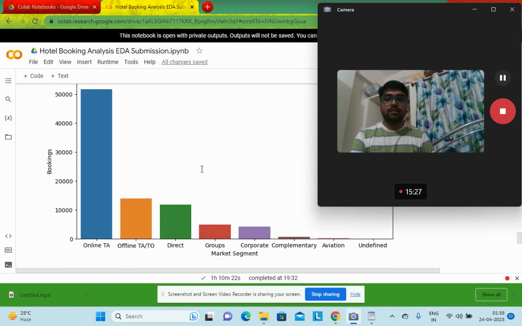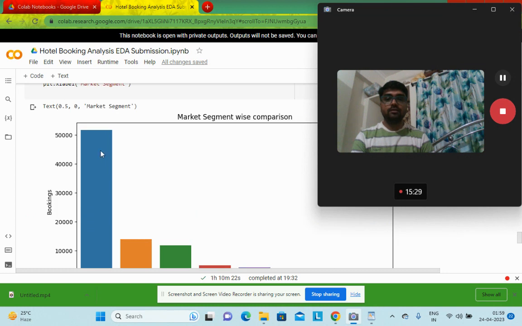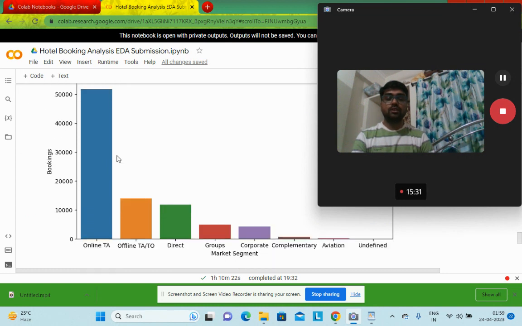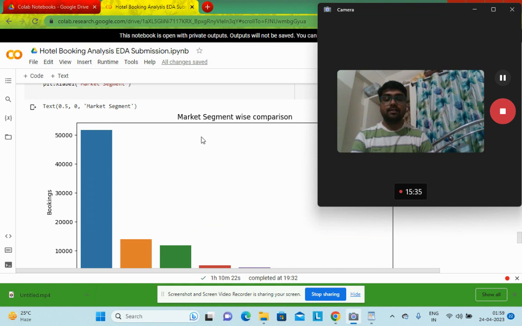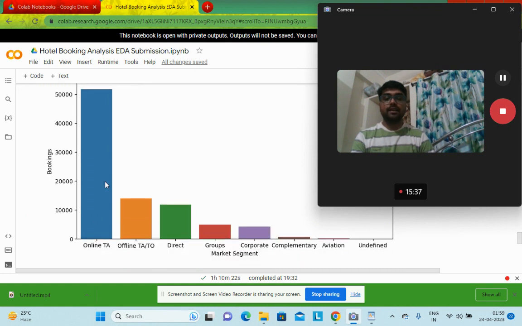Next, this is the market segment chart. This market segment chart shows the comparison of the various market segments. Online TA is the highest market segment from where the most business is coming.